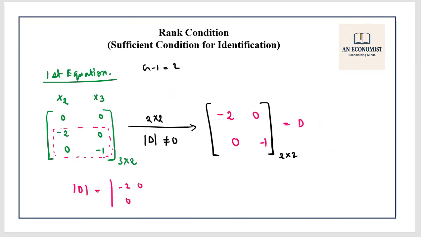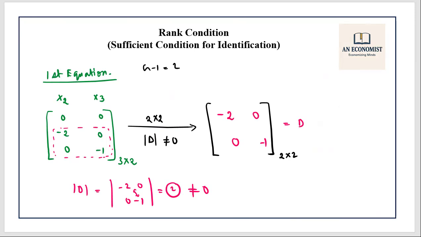-2, 0, 0, -1. What will be the determinant? If you do this multiplication, it will be -2 into -1, which is equal to 2, which is not equal to 0. So we are able to find a 2 cross 2 matrix which is full rank. Full rank means the rank is exactly equal to 2.